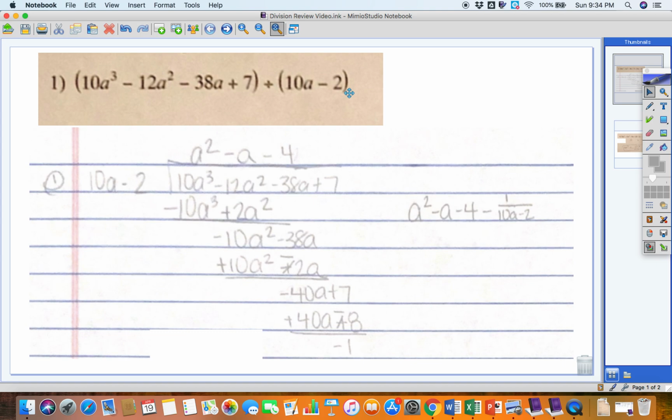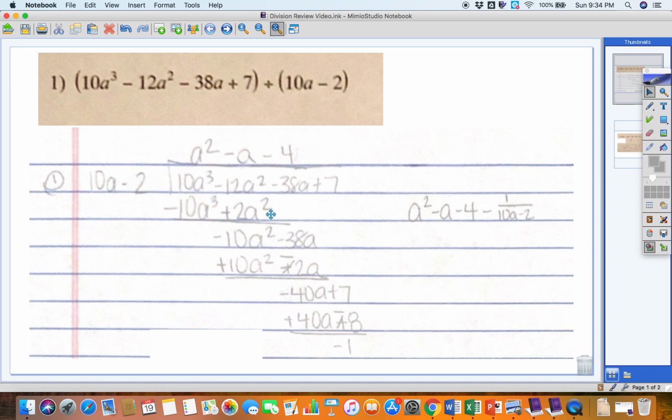So when we set that up, we have 10a minus 2 on the outside and 10a cubed, the whole polynomial, under the division symbol. So we want to look at 10a cubed divided by 10a. Well, 10a cubed divided by 10a is a squared, so we write that here on top. Then we multiply a squared times 10a and get 10a cubed. A squared times negative 2 is negative 2a squared. Then you change the sign on both terms.